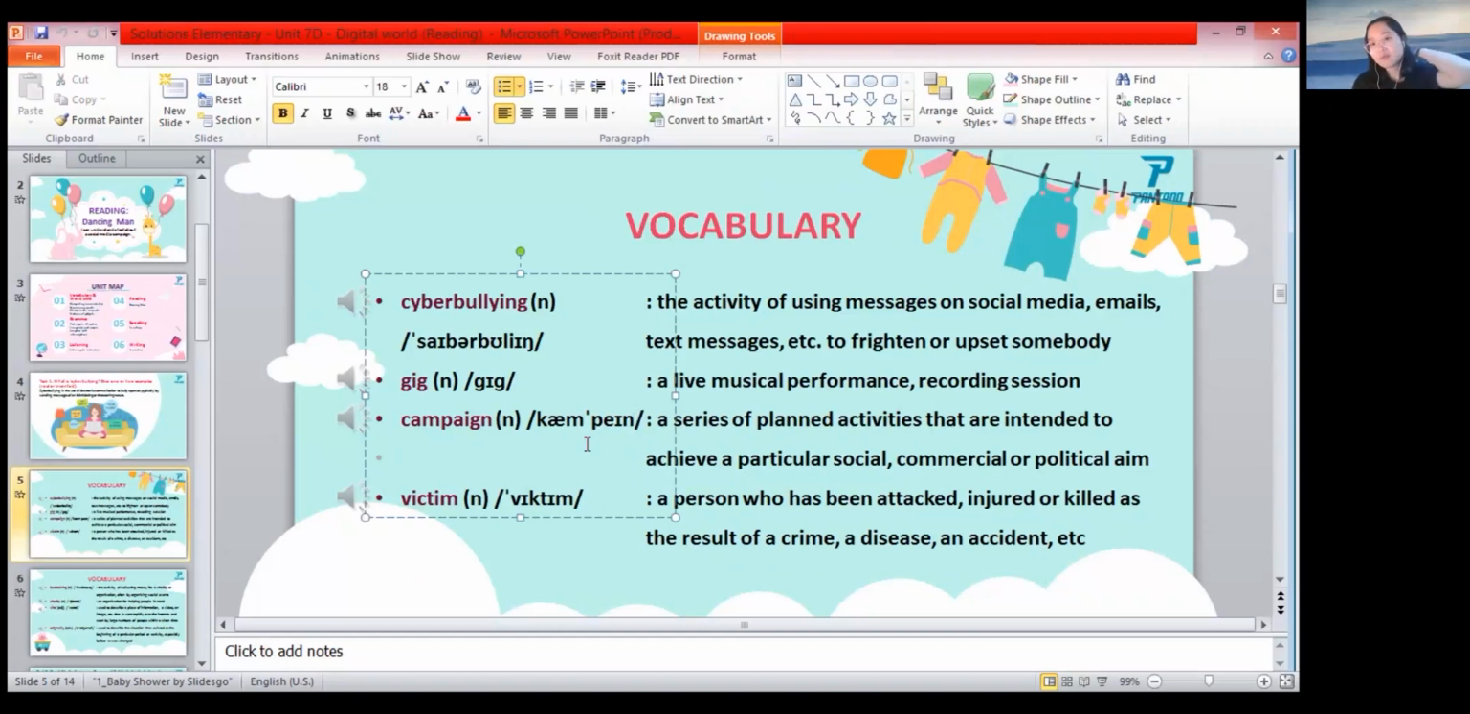Okay, the third word is campaign. Campaign is a series of planned activities that are intended to achieve a particular social or commercial aim. Campaign, that is like planned activities. You can understand, basically, it is planned activities.